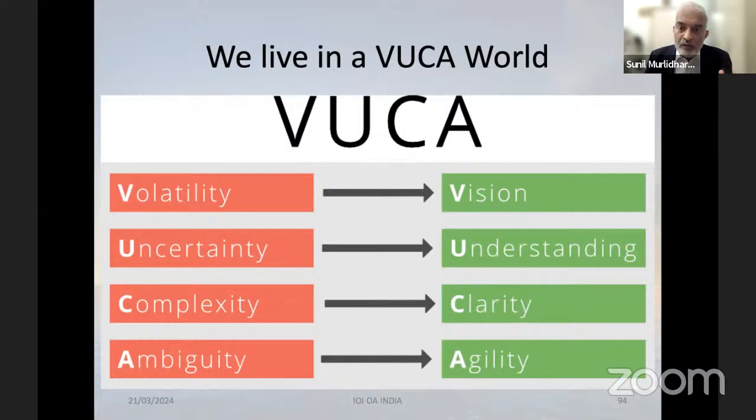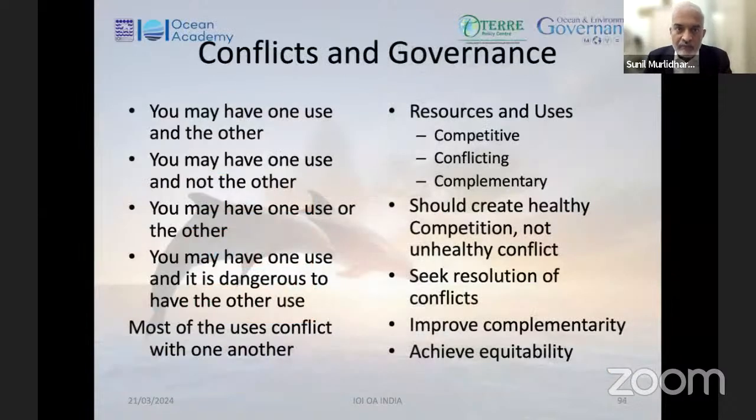So if you want this VUCA to change, there's another VUCA: vision, a broader, greater vision, not missing the wood for the trees, as they say. So getting the broader picture, understanding instead of uncertainty, clarity instead of complexity, and agility in place of ambiguity, so moving quickly. Yes, things are ambiguous, but if you can move quickly, things can be achieved. That was another concept I wanted to get through in our talk regarding governance.